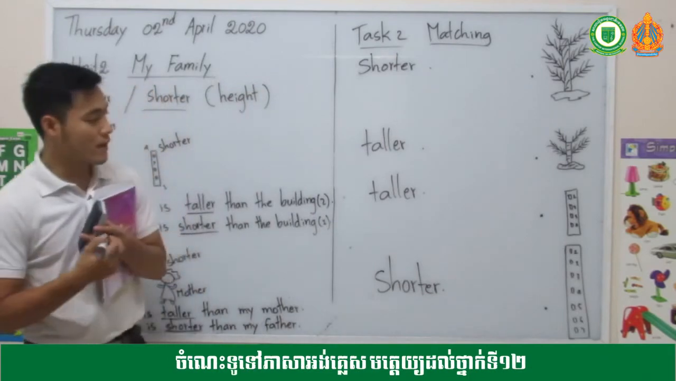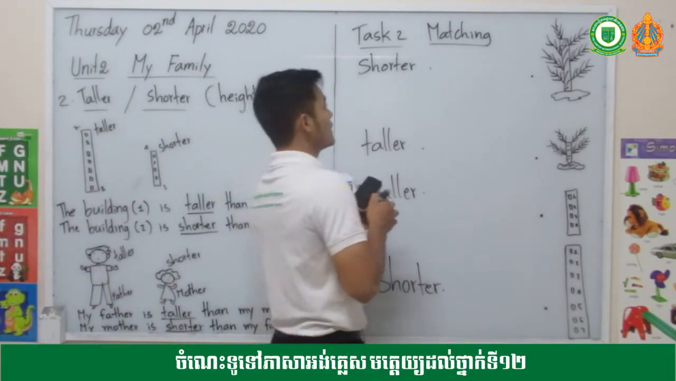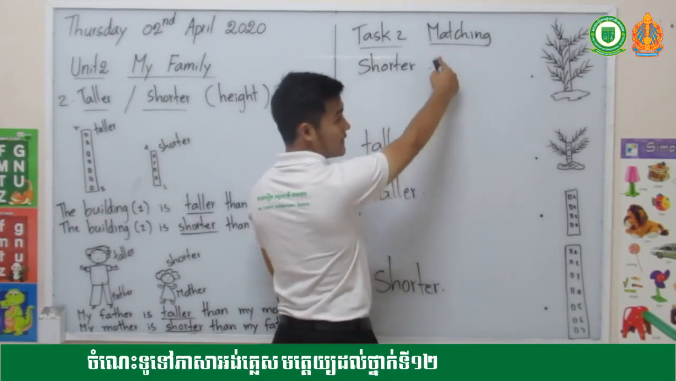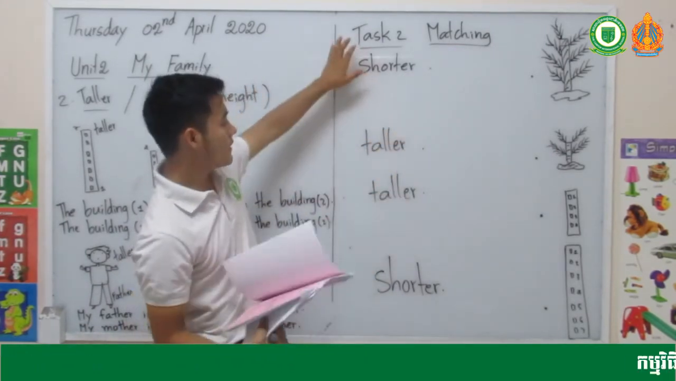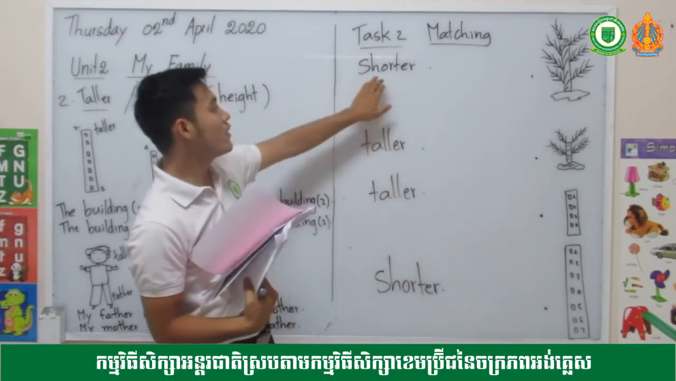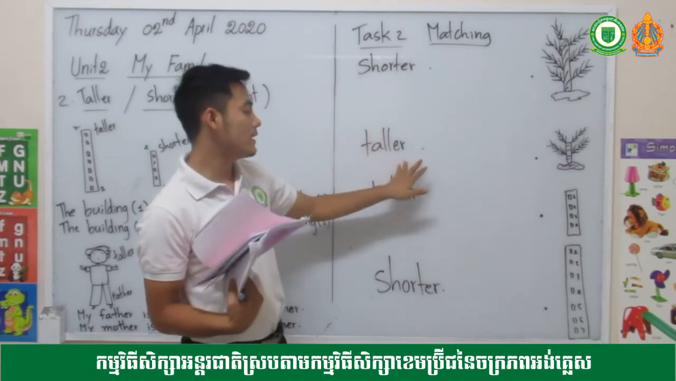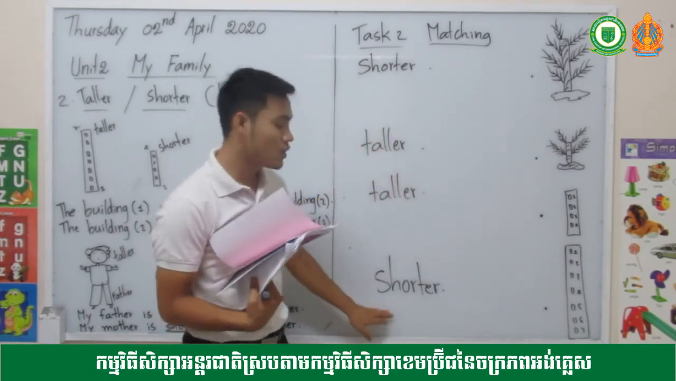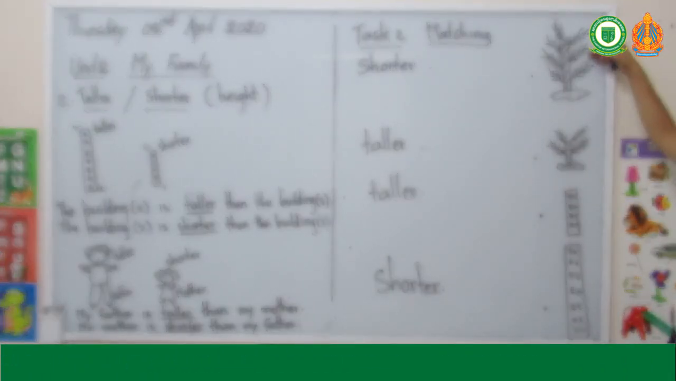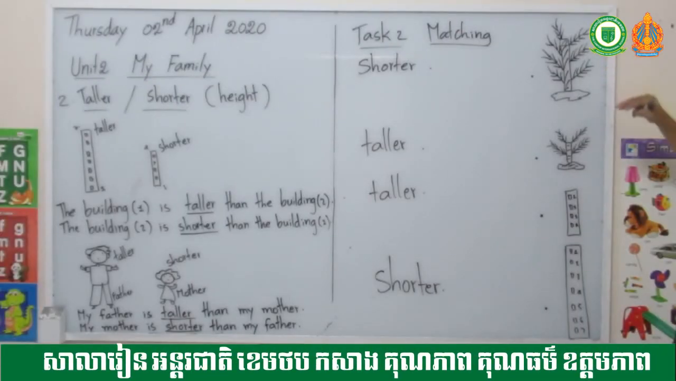Alright, so here is your task 2. So task 2 is about matching. Okay, so matching, there are only 2 words, but I just write it 2 times. Like over here the word shorter, taller, and shorter. And over here there are 4 pictures. This is a pine, or in simple words, a tree. So this is tree, and this is building, and this is also building.